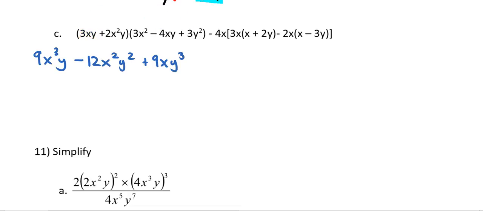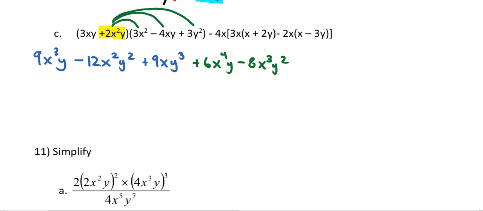Let me just erase that. Now I need to highlight this positive 2x squared y, and I need to rainbow that through. So that's going to be positive 6x to the power 4y, and then this 2 and that negative 4 is going to be negative 8x cubed y squared. And then finally the last term here is going to be positive 6x squared y cubed.